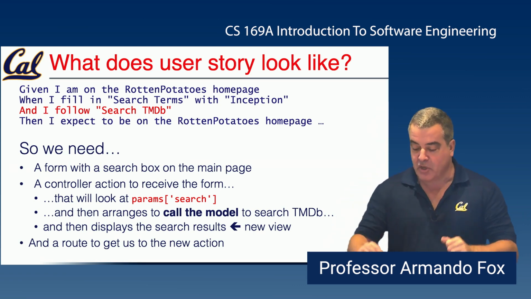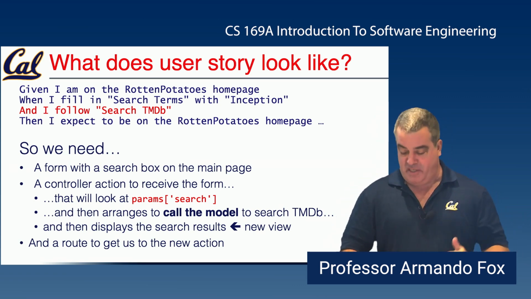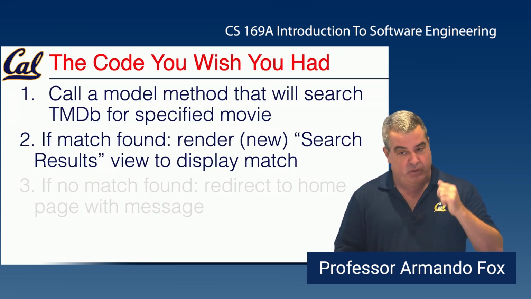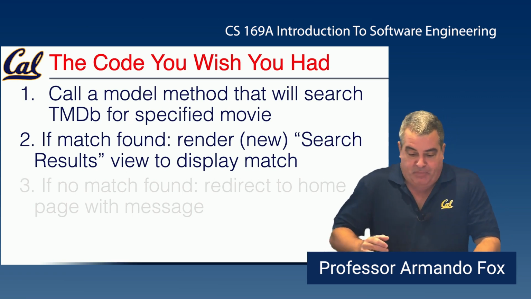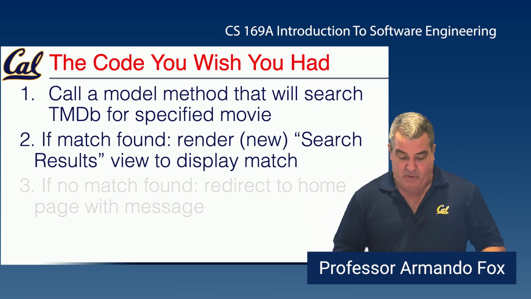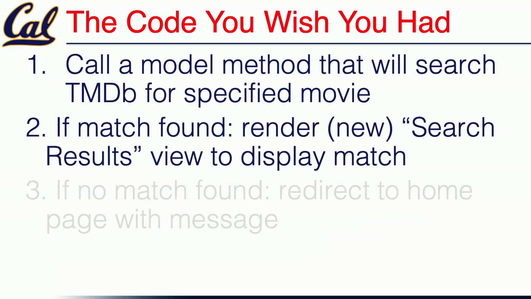Okay, so let's go back and focus on this idea of find in TMDB, which is what I'm going to call the code you wish you had. And I warned you, I'm going to use this phrase a lot. So the controller is supposed to call a model method that will search TMDB for the movie. If it finds a match, then it's going to have this new search results view, which we're going to create, and it will somehow make the match information available so that that view can display it. If there's no match, then maybe we can redirect to the home page, but we're not going to worry about that today. We're going to just focus on doing steps 1 and 2. These steps are the happy path. So we'll do that later.